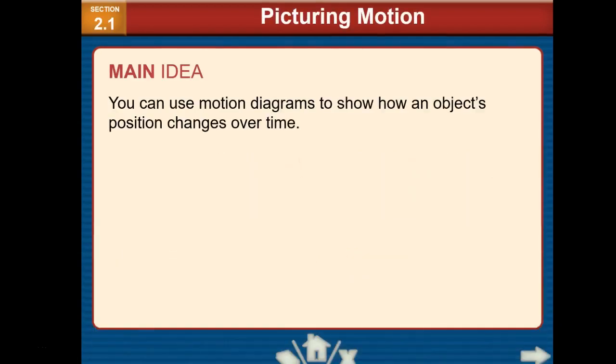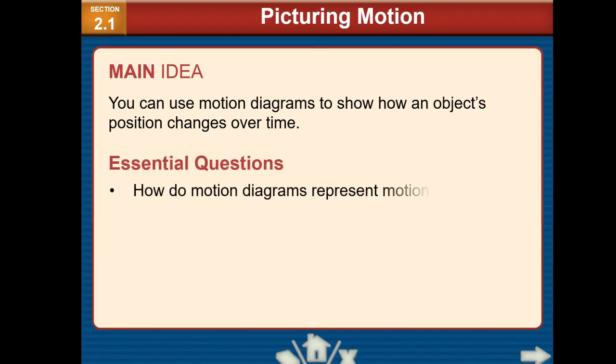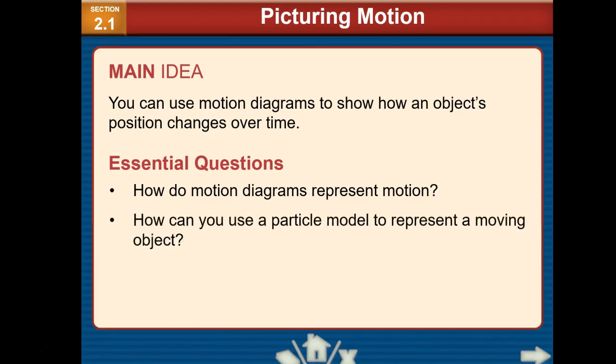Okay, so the main ideas here for section 1 is that we're going to look at these things called motion diagrams and to show how they work. Okay, and you should be able to answer these two main questions after section 2.1. How do motion diagrams represent motion, and how can you use a particle model to represent a moving object?